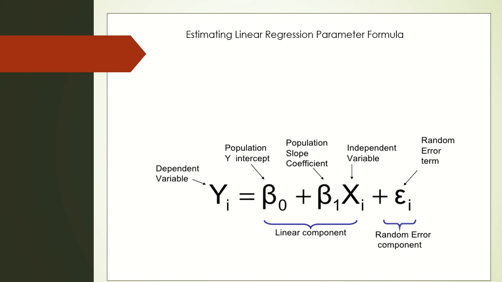and all in all, the linear regression parameter formula is the summation of b naught, b1, b2, all the way up to bi, where i is the number of independent variables.